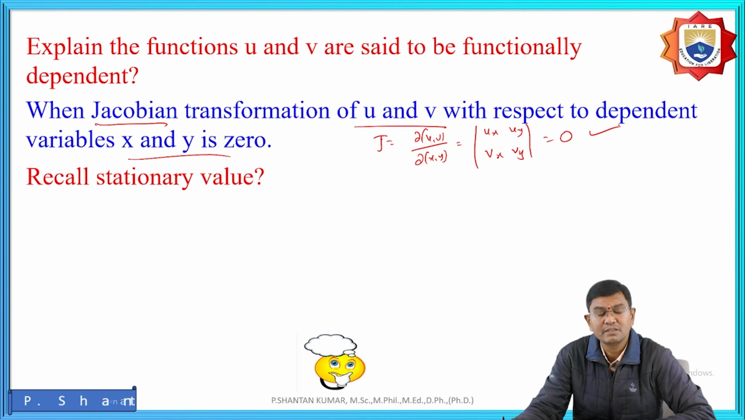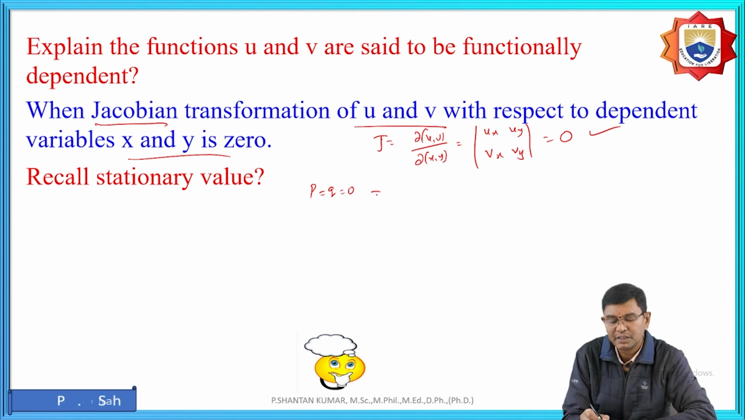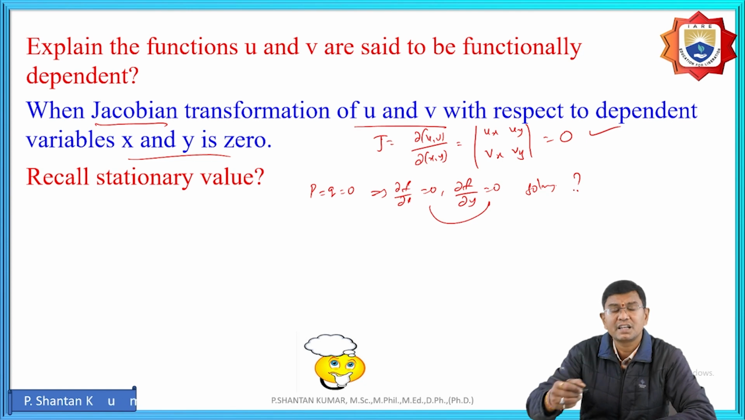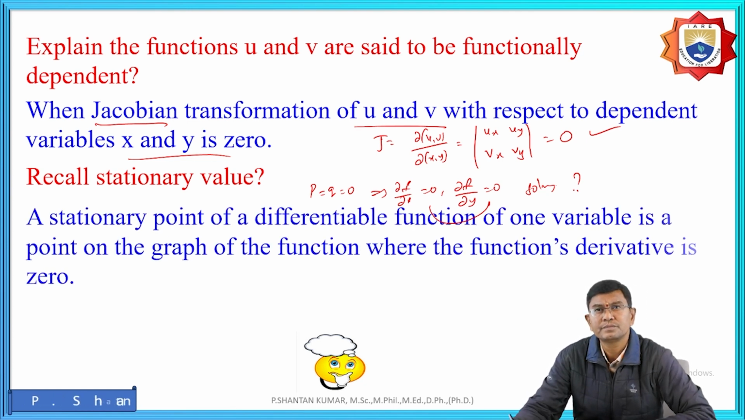Recall the stationary value. Stationary values are obtained by solving p and q equal to 0. That means dou by dou x is equal to 0, and again dou by dou y is equal to 0. By solving these two equations, we get the values. The values are called stationary values.